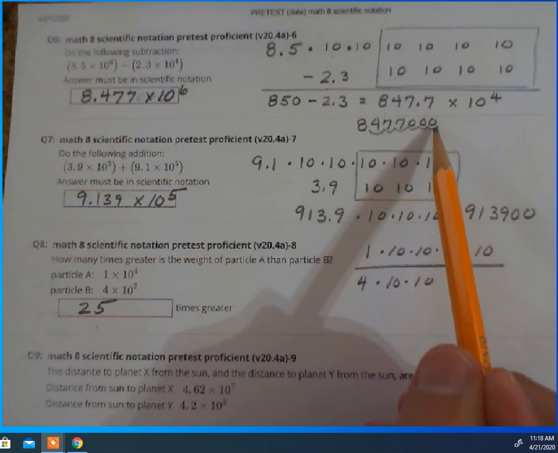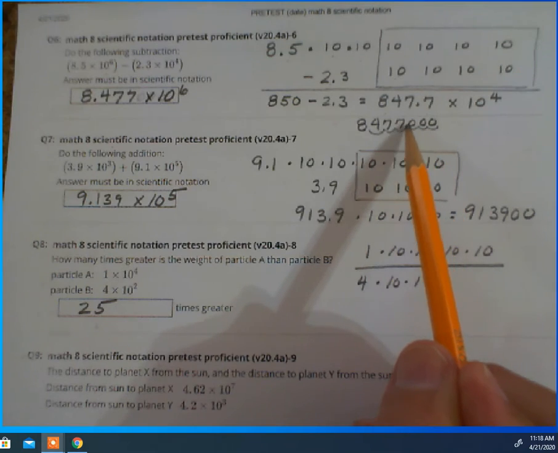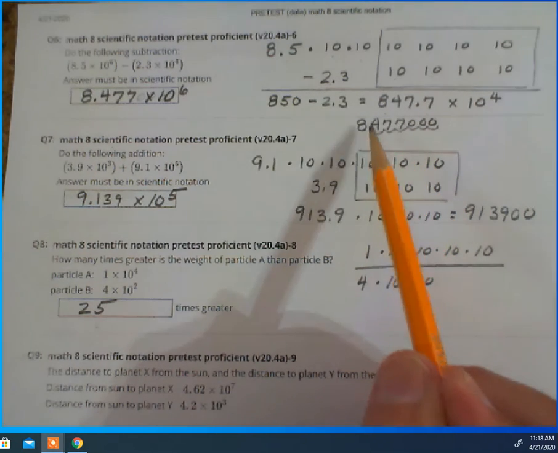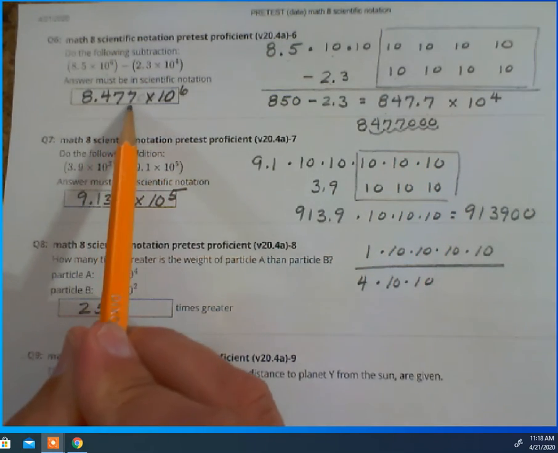8,477,000. And now I'm going to put that into scientific notation. So the decimal's here, and I'll make some jumps. 1, 2, 3, 4, 5, 6 jumps. So I have 8.477 times 10 to the 6th.